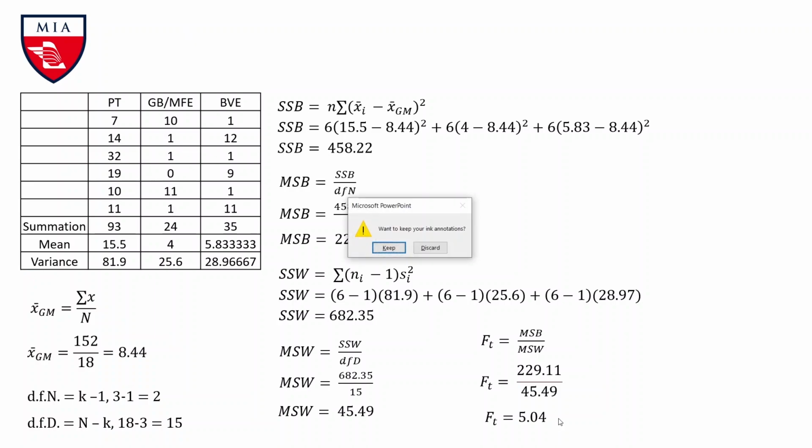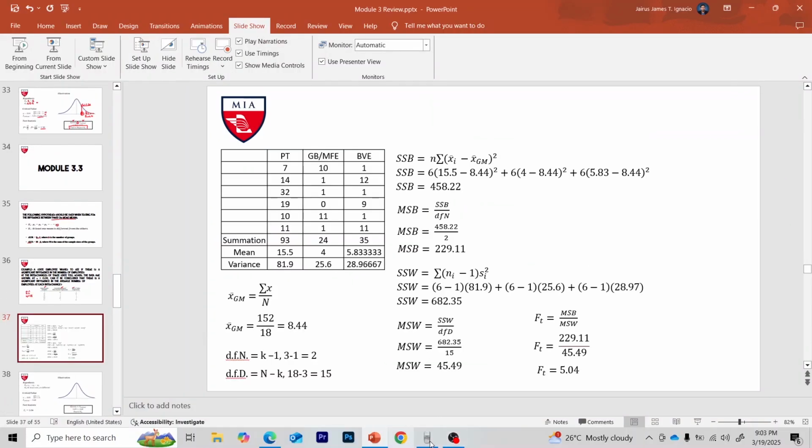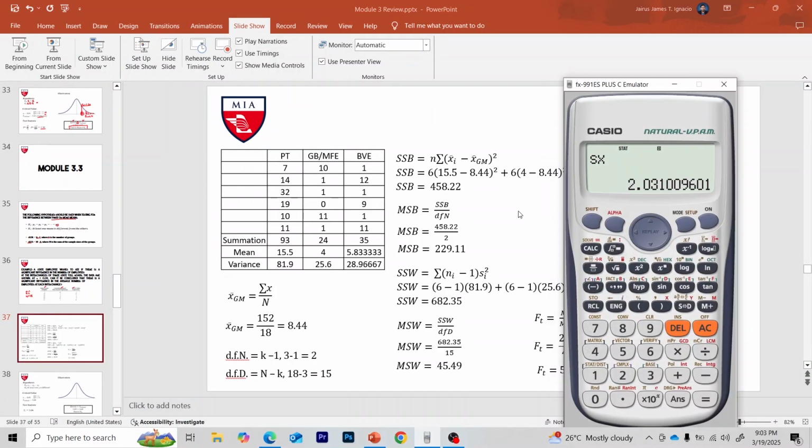Okay, for example, let me just open the calculator here. For example, we need to solve for the mean and the variance of column number 1. Go to mode, stat, go to number 1, so 1-var. Just enter all the values. You have 7, 14, 32, 19, we have 10 and we have 11.